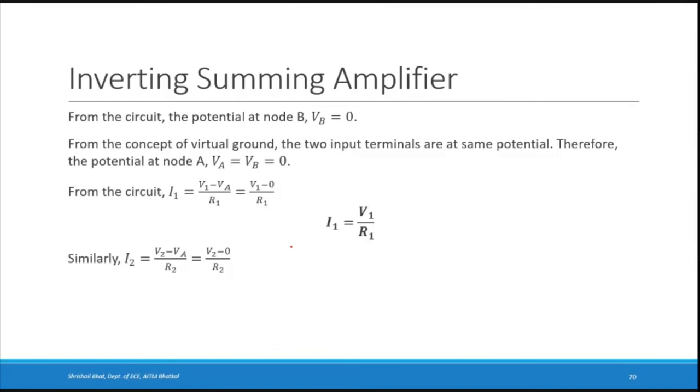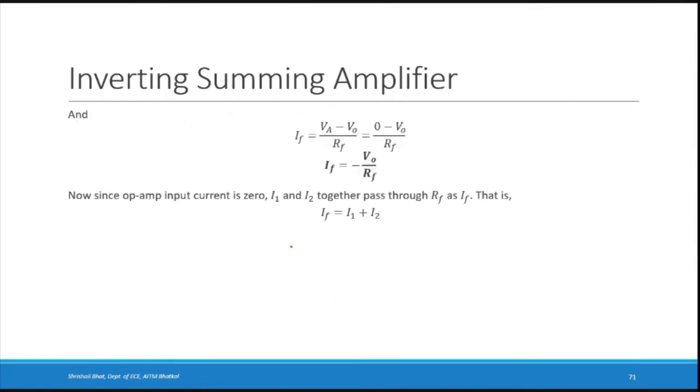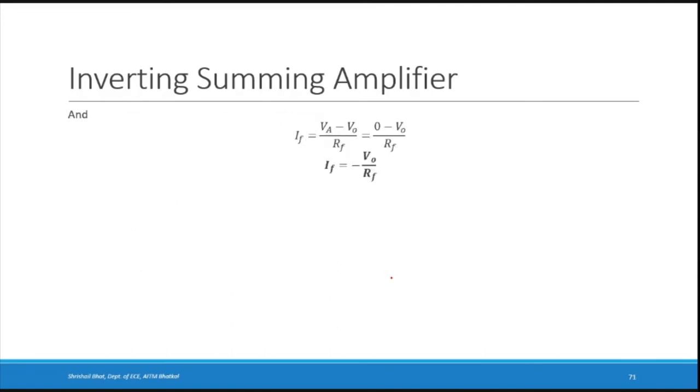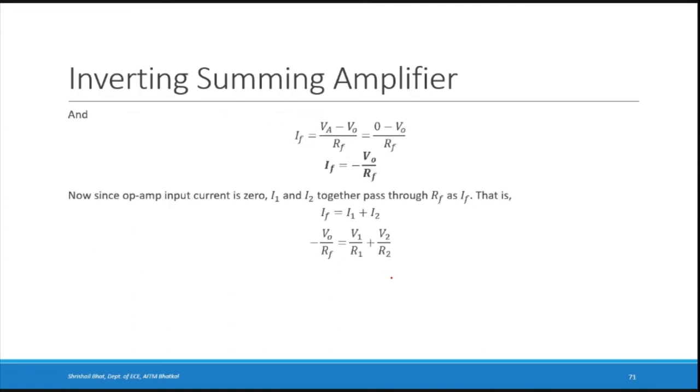Since no current can enter the op amp, or the op amp input current is 0, I1 and I2 together pass through RF as IF. So I1 plus I2 is equal to IF. So use these equations of I1 and I2. I1 is V1 by R1. I2 is V2 by R2. IF is minus V0 by RF. Just substitute. Minus V0 by RF is V1 by R1 plus V2 by R2.